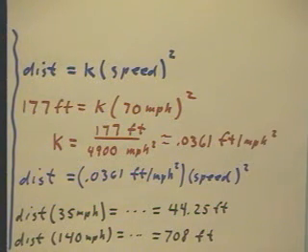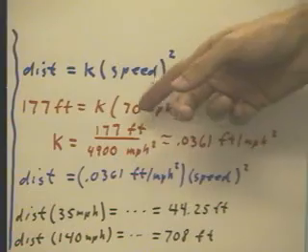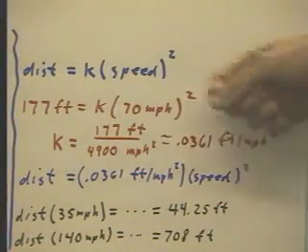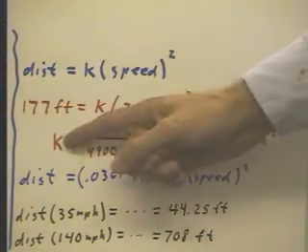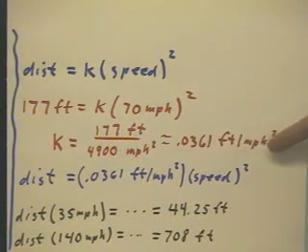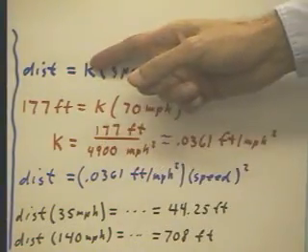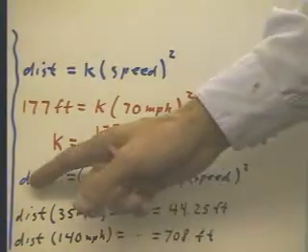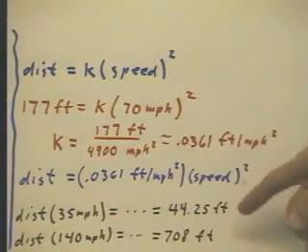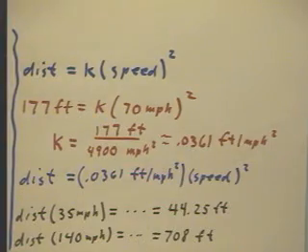We're given the information that when the speed is 70 miles an hour, the distance is 177 feet. So we immediately pop that information into the form of the proportionality, and we obtain this equation, which we easily solve for k, obtaining k is 0.0361 feet over miles per hour squared. We take that value of k and put it back into the form of our proportionality, and we see that our proportionality is distance is 0.0361 feet per mile per hour squared multiplied by the square of the speed.